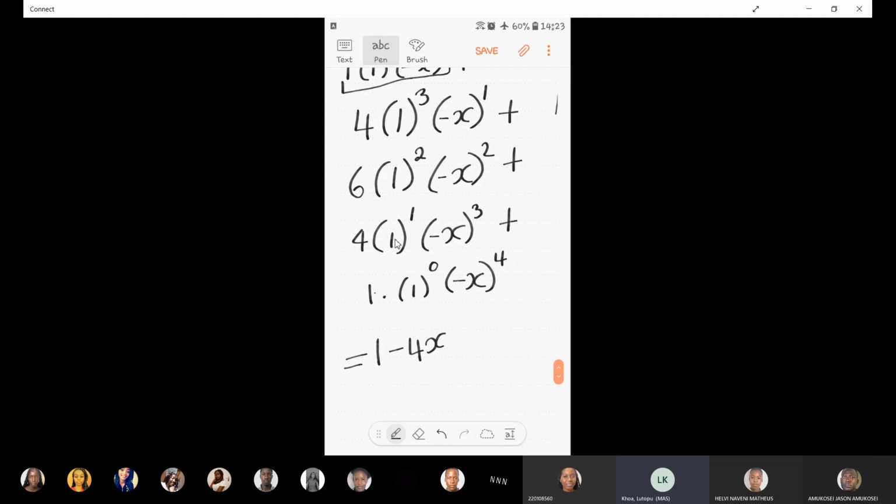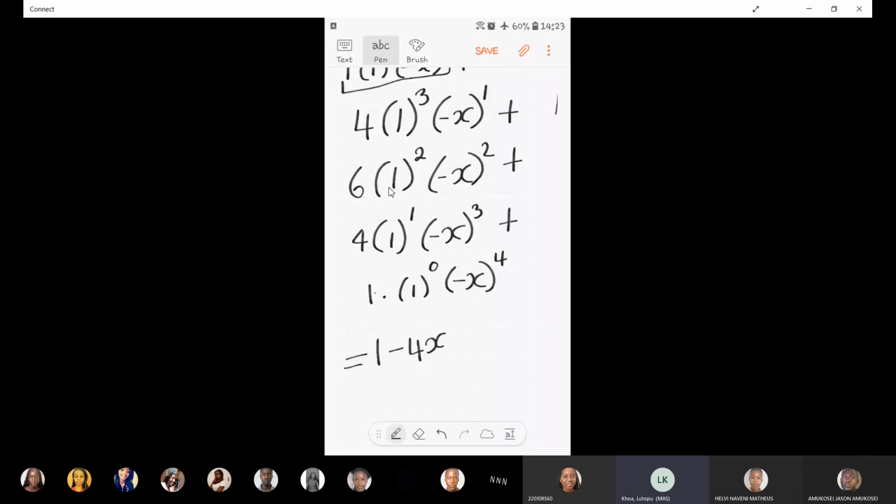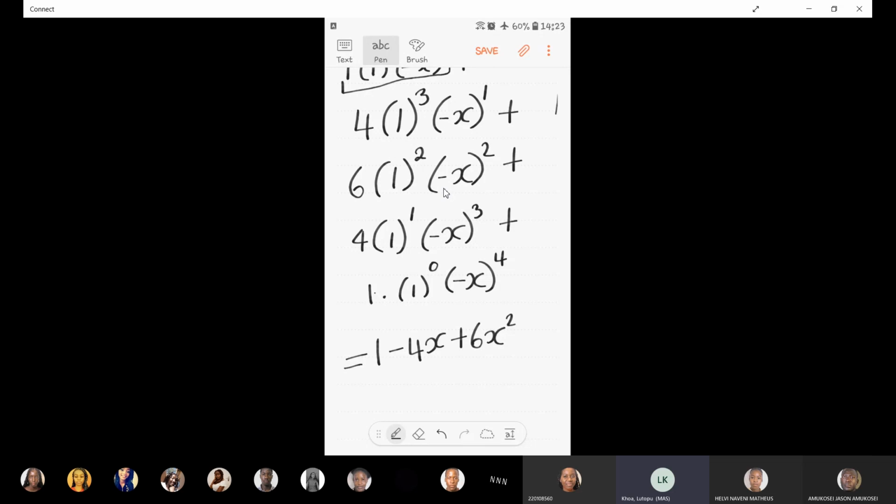Okay, then I have 6. I have 6 times 1 times minus x squared. Now minus x squared is just the same as x squared because it's negative x times negative x. Two negatives, when you multiply them, your answer is positive. So this will become x squared. This is equal to 1, so I have 6 times x squared, which is just positive 6x squared.